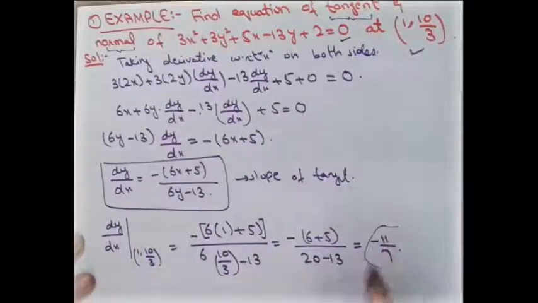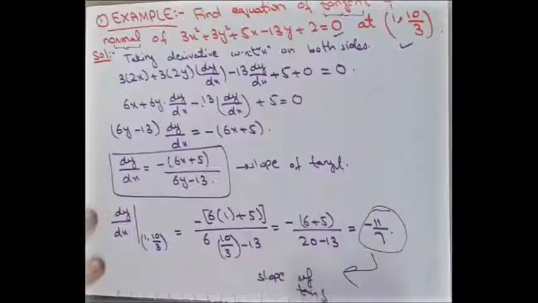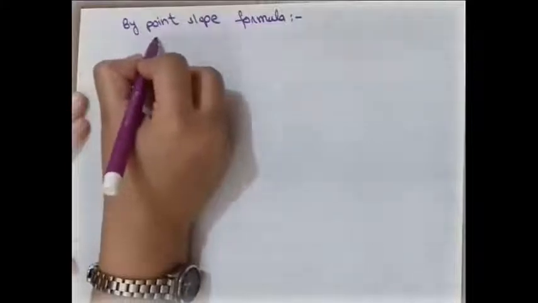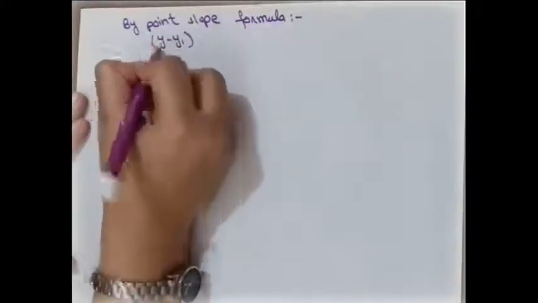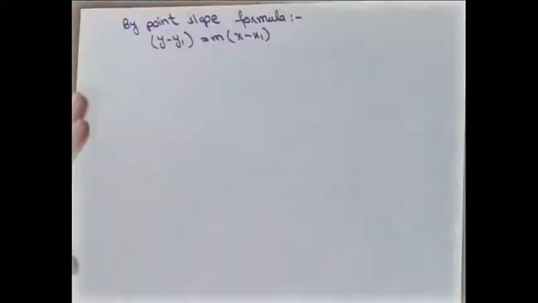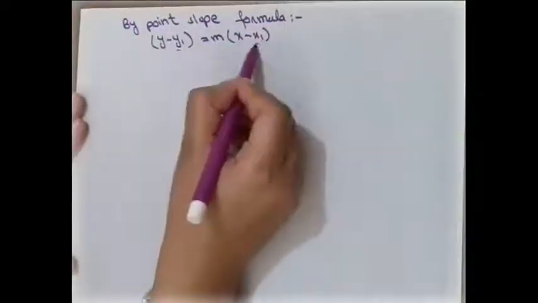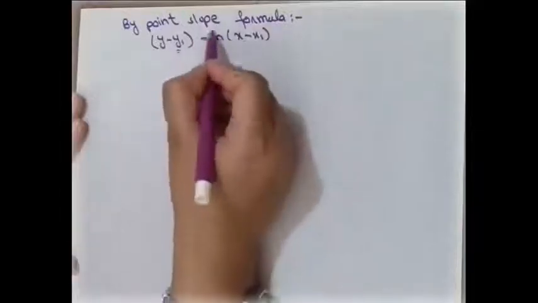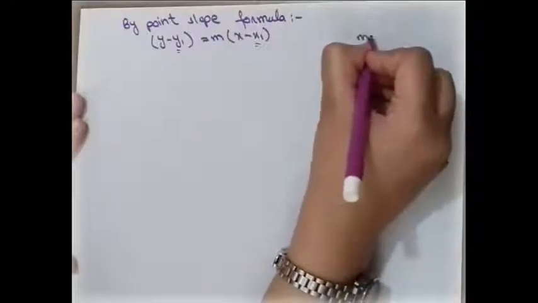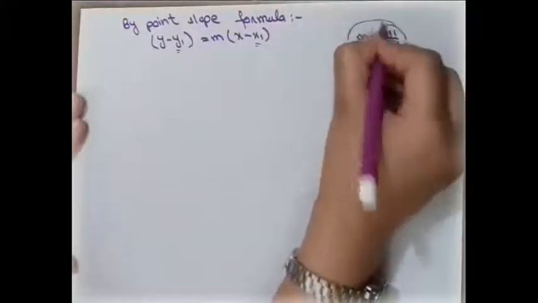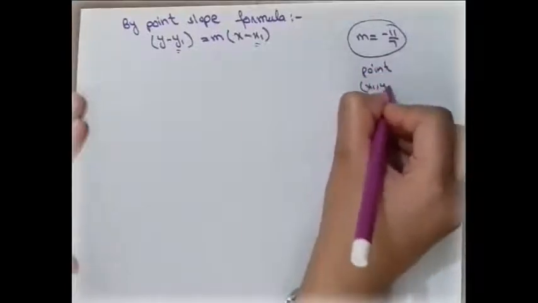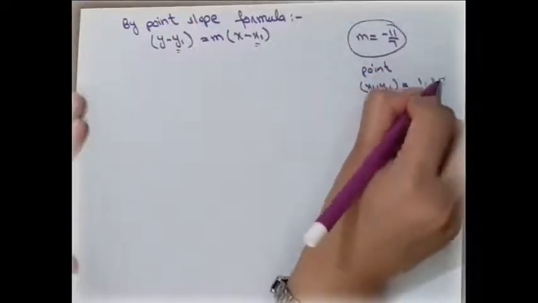So we have to use the point slope formula. What the point slope formula says is that y minus y1 equals m times (x minus x1), as we already discussed, where these are the given point and this is our slope that we found. So we found the slope, which is minus 11 over 7, and our point x1, y1 is equal to (1, 10/3).